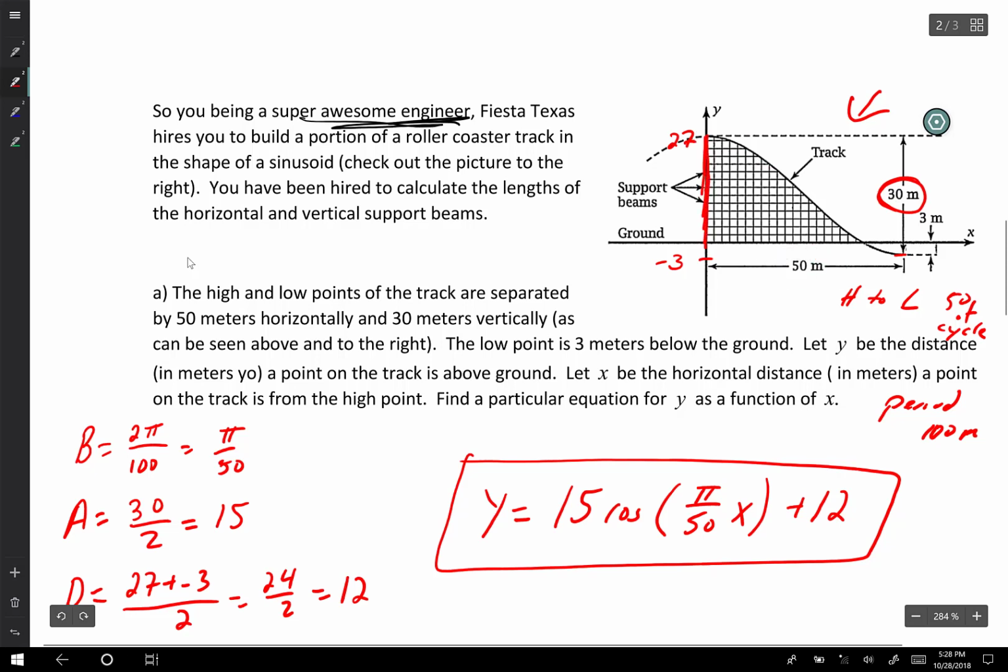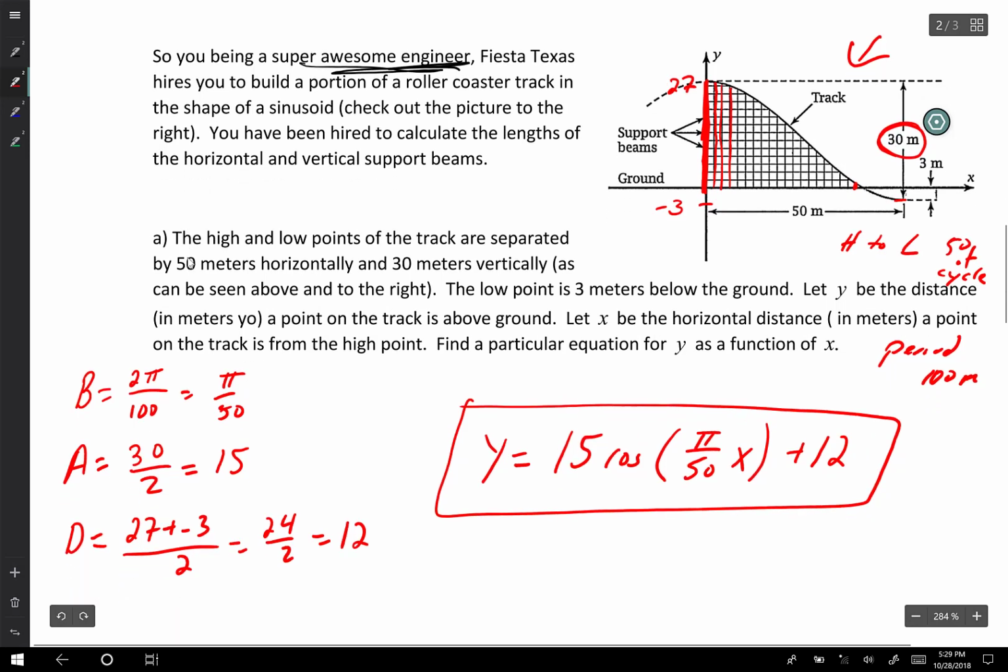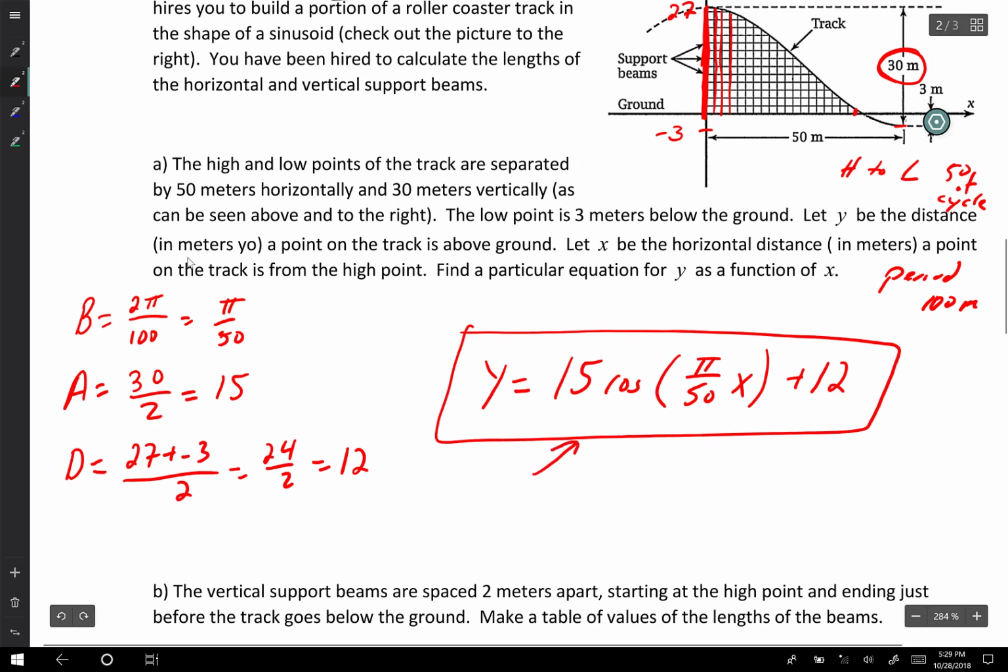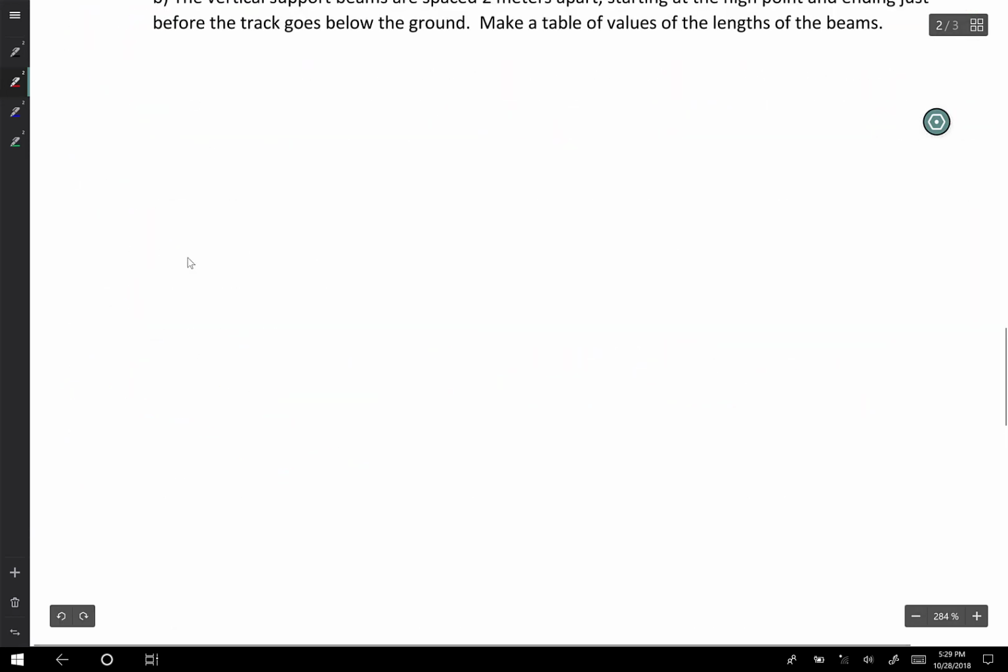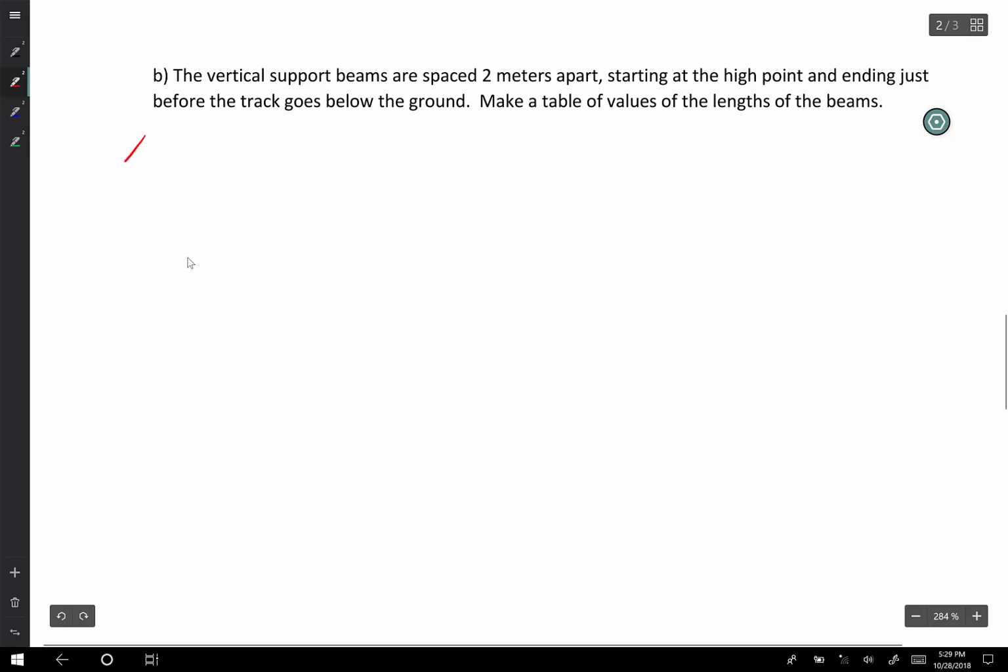So that first vertical beam at 0 is 27. There's no denying that. Then this one here is a little smaller than 27, and the next one's a little smaller than that, all the way until you reach right here before you go underground. So they want to know the height of those vertical beams. Well, luckily, I have an equation that tells me that, guys. So I'm going to write right here, x, and y, and this is the vertical beam length.